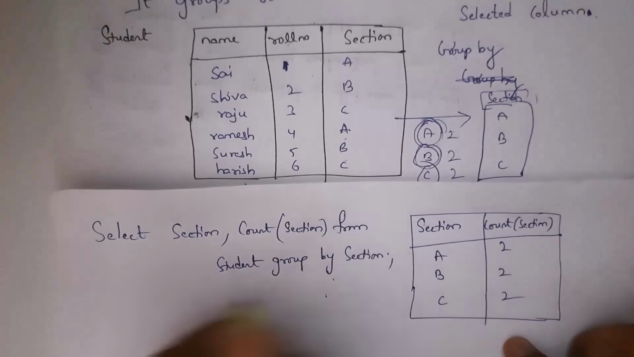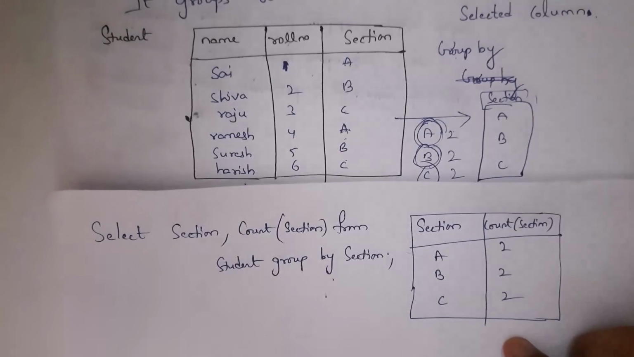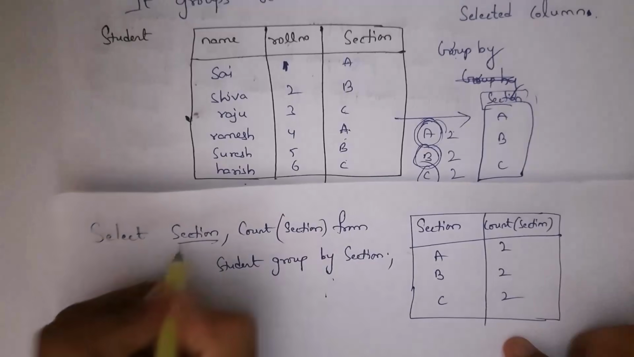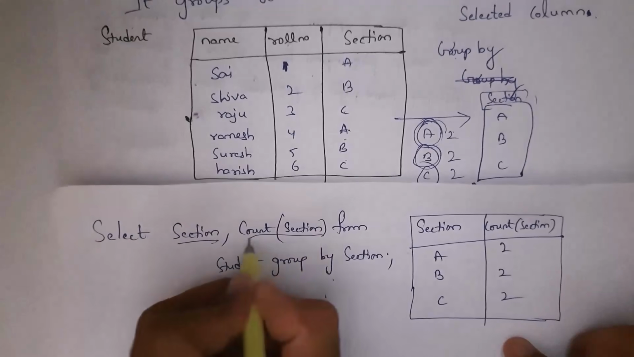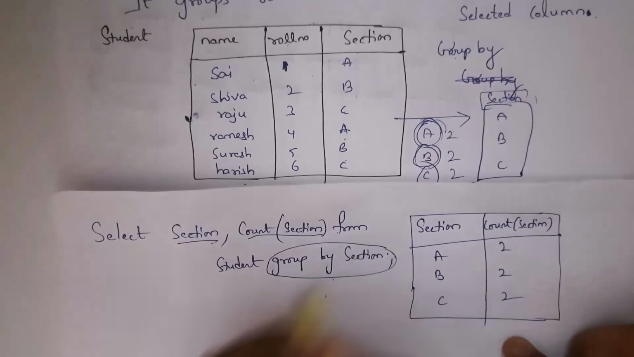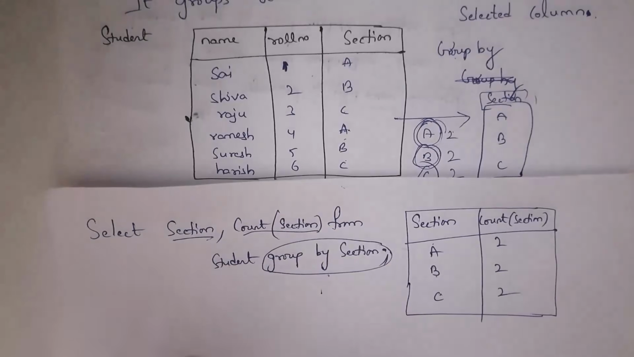Whenever I write this code and press enter, it will display the output, that is the section column as well as the count of the section column by grouping the section column. So whenever I write this code and press enter, this is my output.